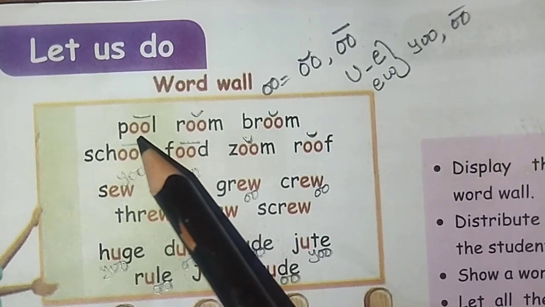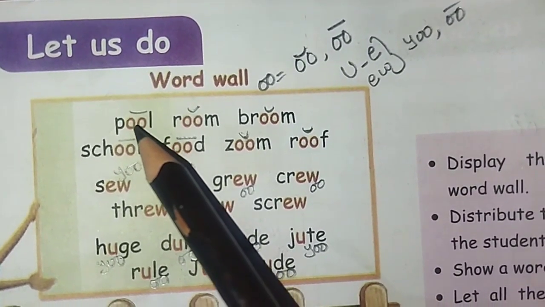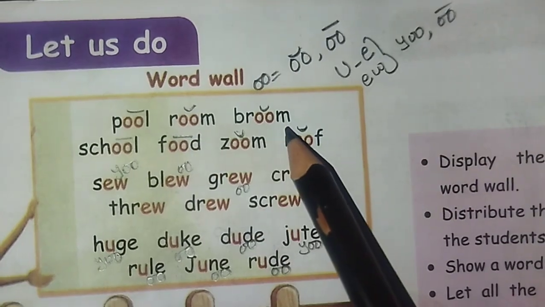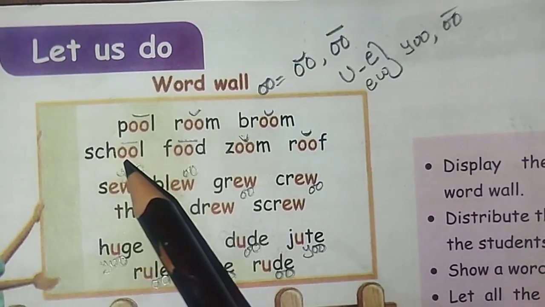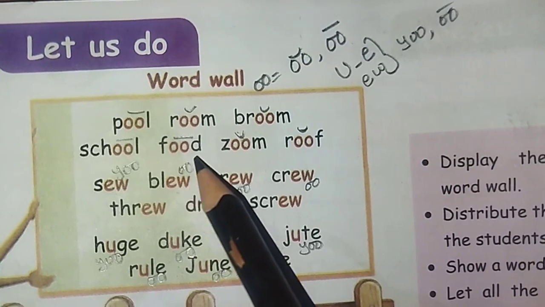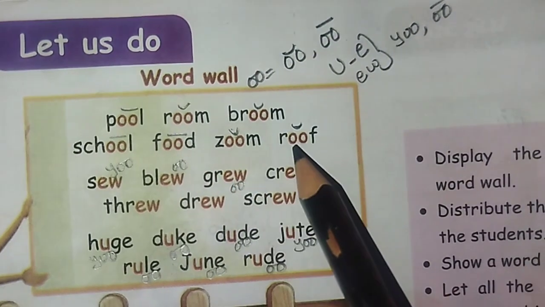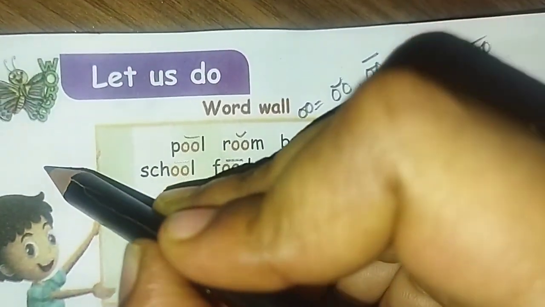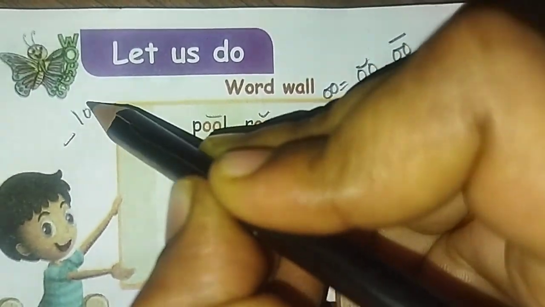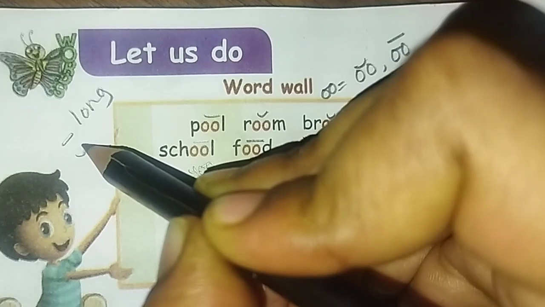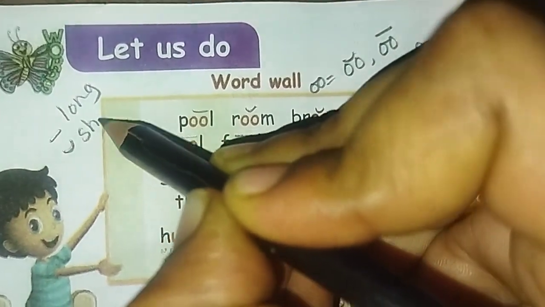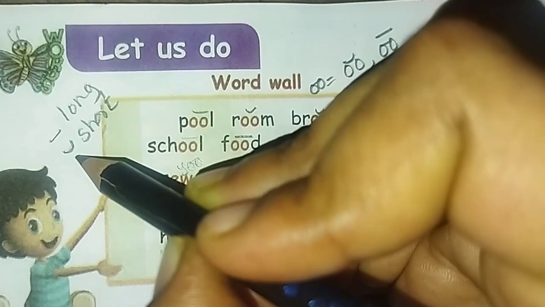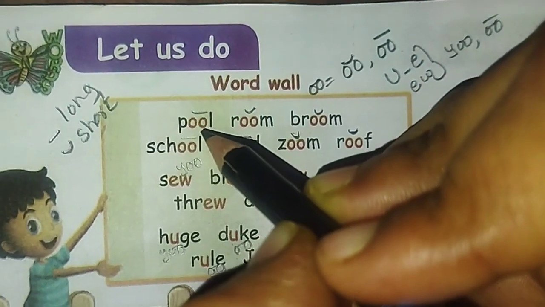Pool, it's telling the long oo sound. Room, broom, school, food, zoom, roof. See, I have marked a long dash, which means it's a long sound. It's like an arc, which means it's a short sound. Okay, it's oo and here it's telling the short oo sound.